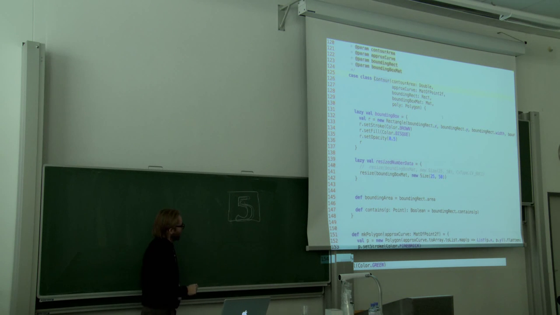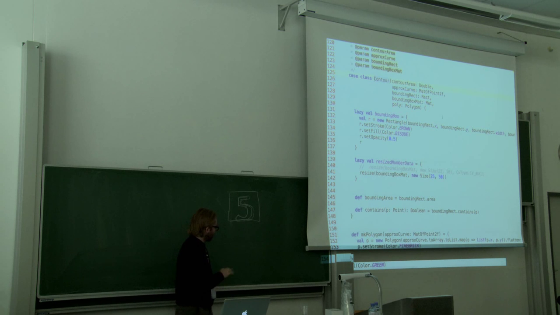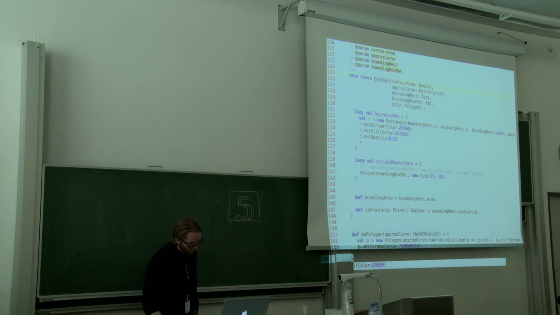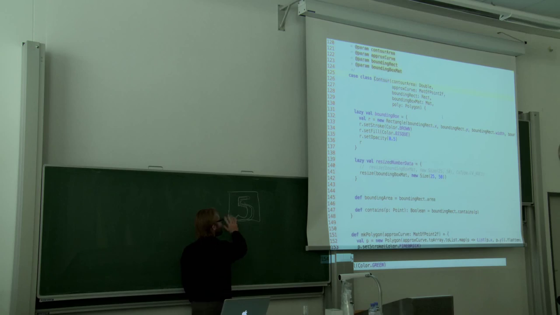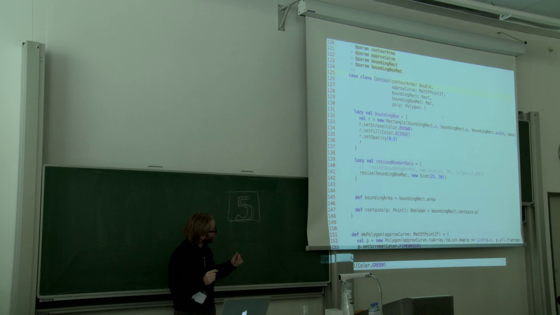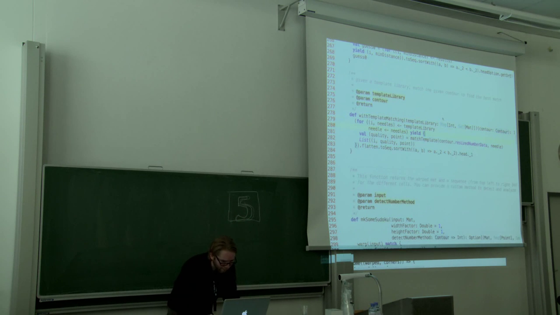Not so perfect, but in theory this works like this. By comparing it with my templates, I get some minimal distance, and then I can say, okay, guy, you are a 5 and not the 1 and not the 3. There are other strategies, but I won't go too much into detail.